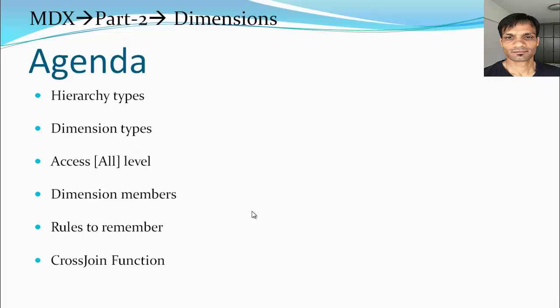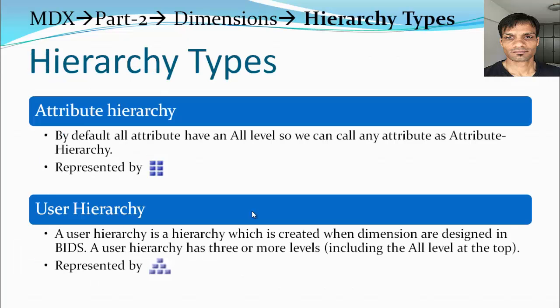This is the agenda. Today I'll talk about hierarchy types and dimension types. Then we will see how to access all level members in a hierarchy explicitly. Later on, we will see how to access an individual member of a hierarchy. After that, I'll show you a few rules that you should keep in mind while working with members. At last, we will see how to use the CrossJoin function.